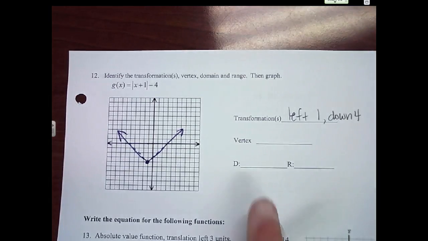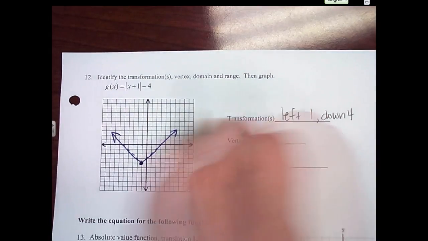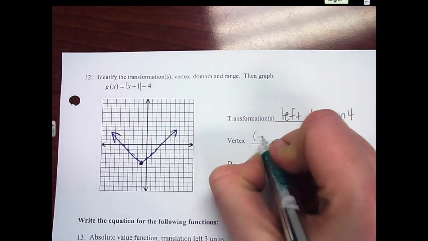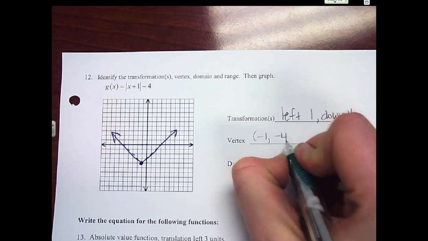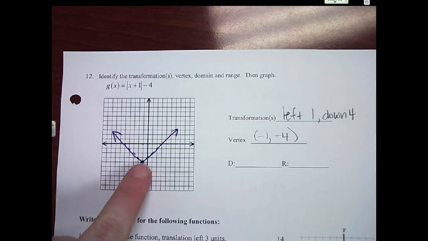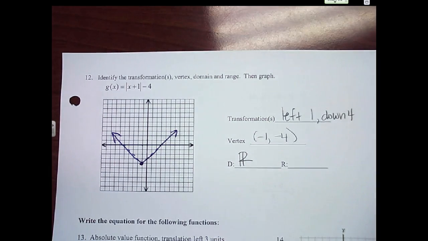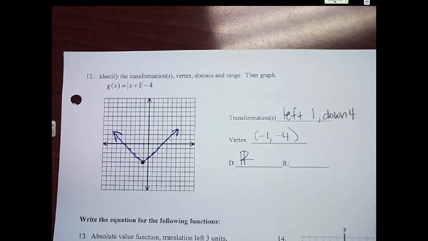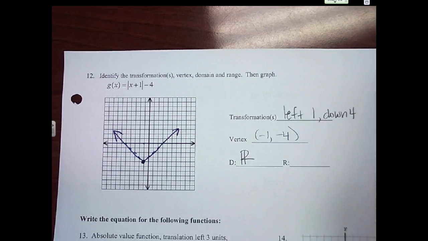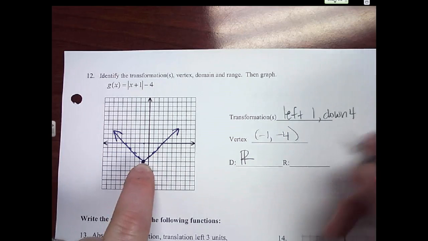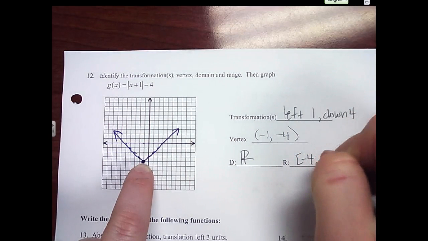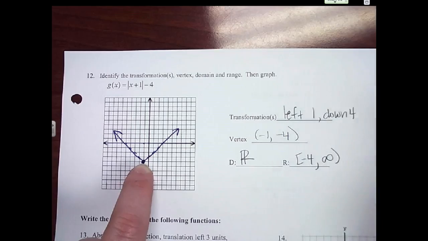All right, the vertex is just where is this point at? So this point is at -1, -4. That's all that is. The vertex is just this coordinate point. Domain, all real numbers. The domain is always all real numbers for an absolute value function. The range, I'm going to go from the bottom to the top. So the lowest y value is -4, and it goes up to infinity.